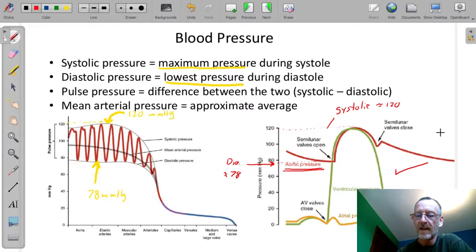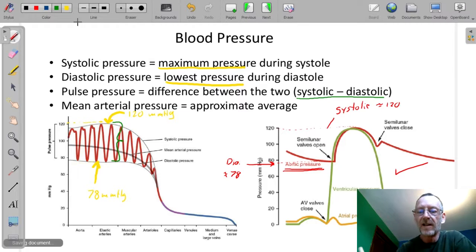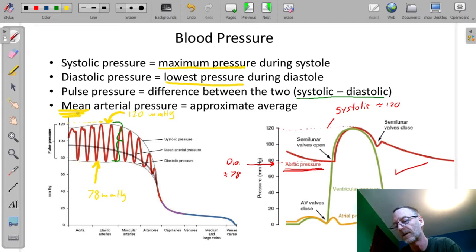The pulse pressure is the difference between the high and the low. The systolic minus the diastolic is our pulse pressure, which would be sort of this. So that would be our pulse pressure, and the mean, in this case arterial, our average blood pressure, is somewhere in between. So if you're dealing with a mean or an average, you know that it's going to be somewhere between the high and the low.